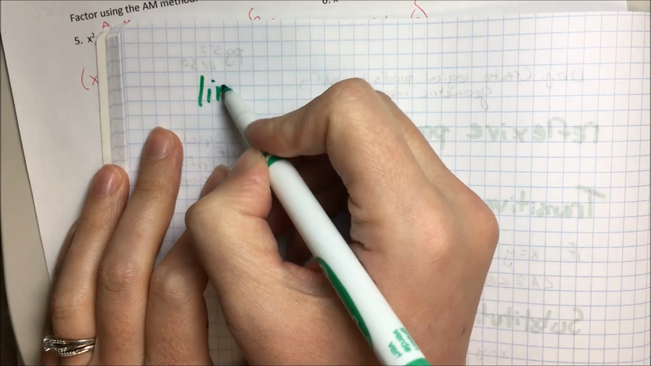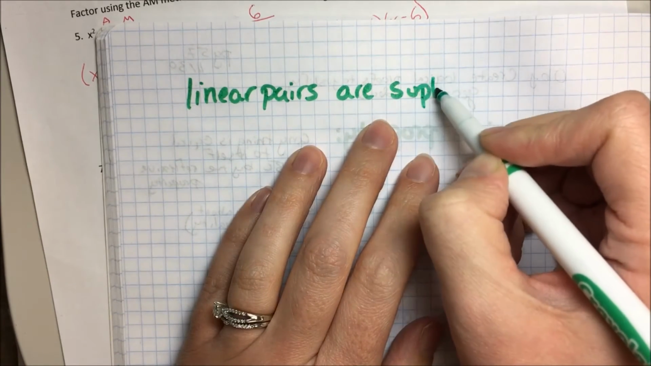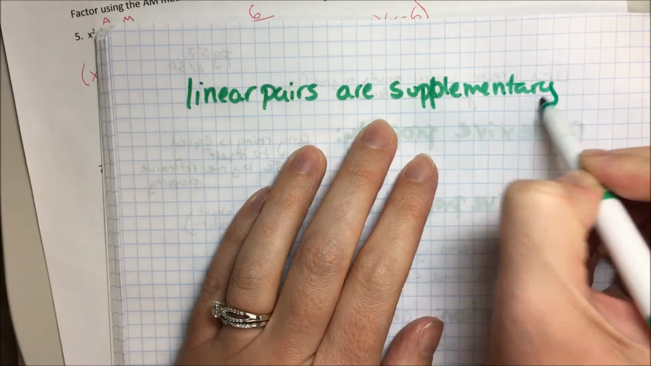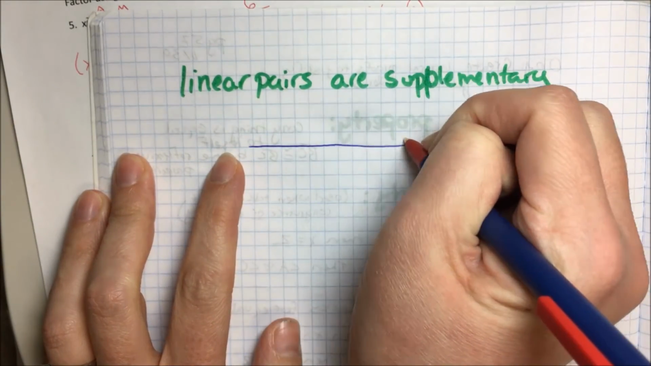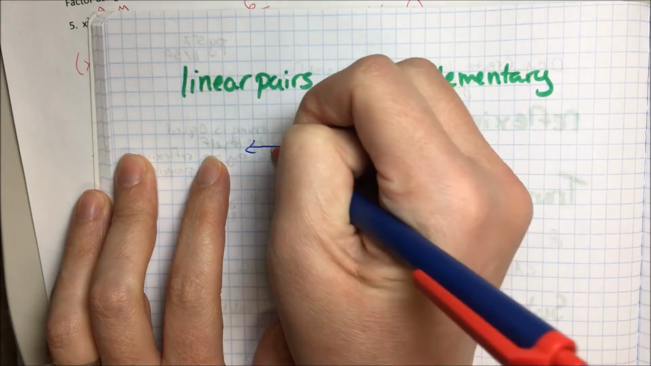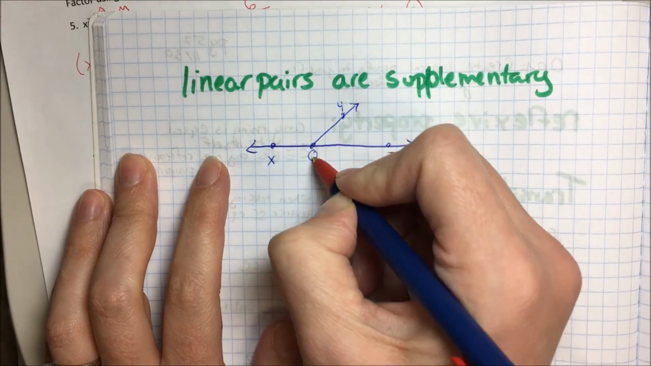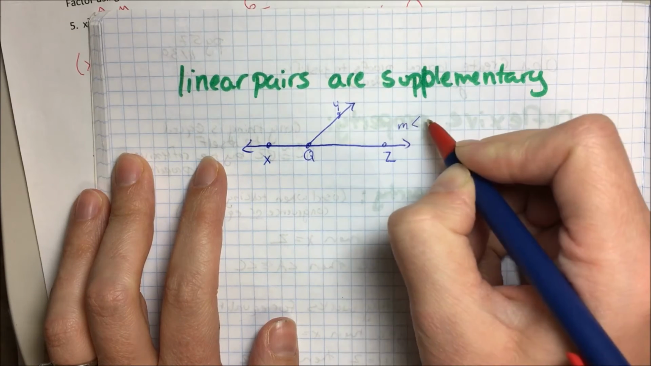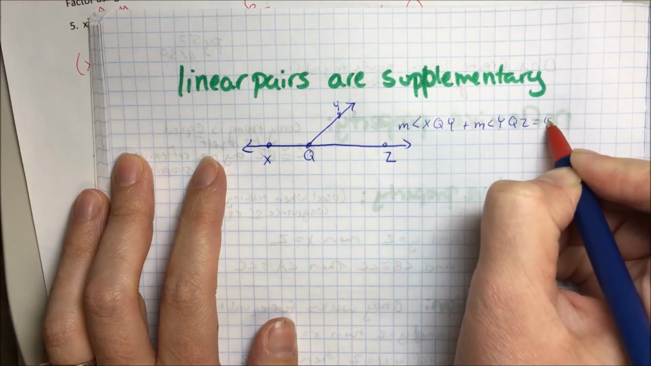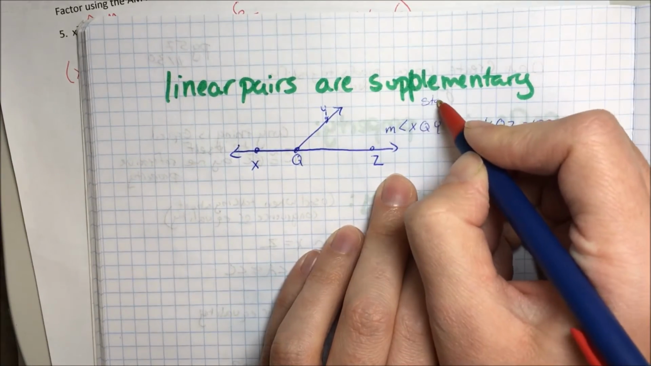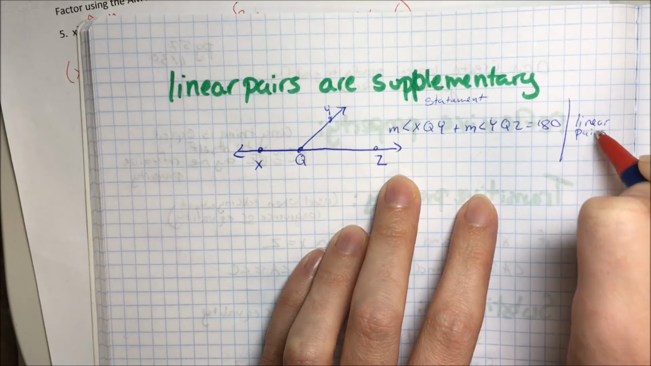So linear pairs are supplementary. A linear pair is any two angles that, when I put them together, I get a straight line. So angle XQY plus the measure of angle YQC equals 180. And this would be my statement, and my reason would be linear pairs.